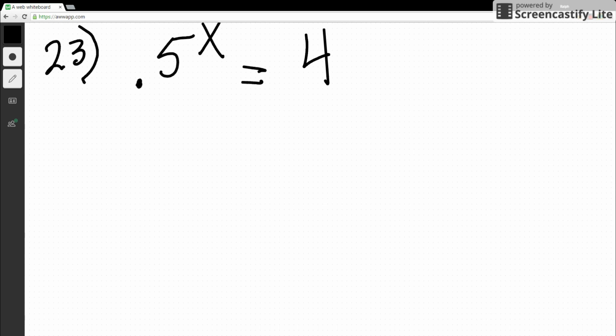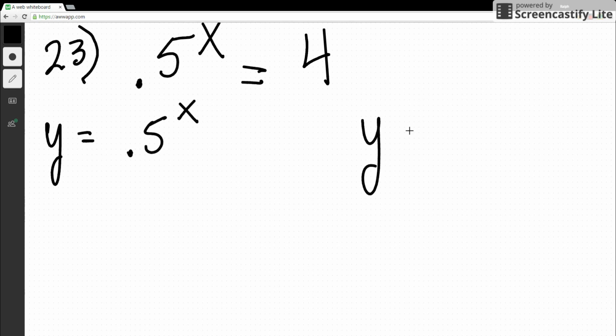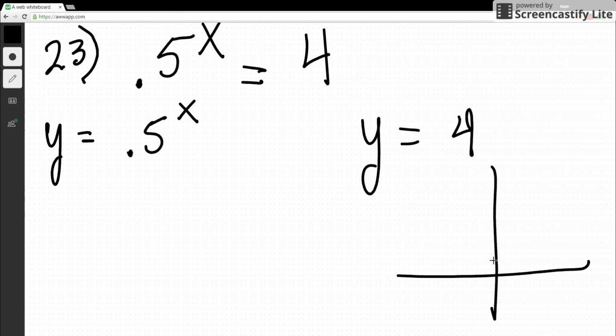All right, number 23 on the review. Looking at this, they want us to solve this thing by graphing. So what I'm going to do is create two different functions: y equals 0.5 to the x and y equals 4. If I graph this right here, I go 1, 2, 3, and 4, and that would be a line right here.